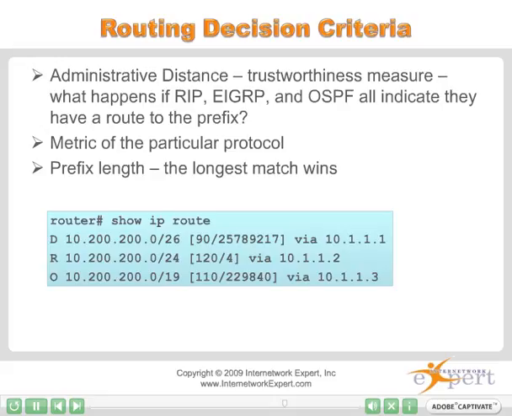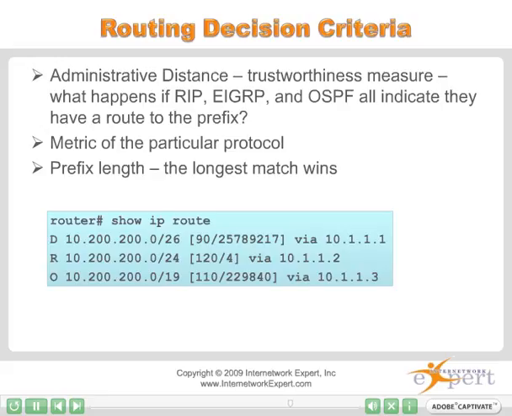Now, your device, your router, is going to potentially have a lot of different route information in its table. How does the router decide which of these many routes to use? Well, here's how the decision criteria works. First, the router looks at all of the route protocols that are telling it how to get to a destination, and it measures them against each other using a concept called administrative distance.